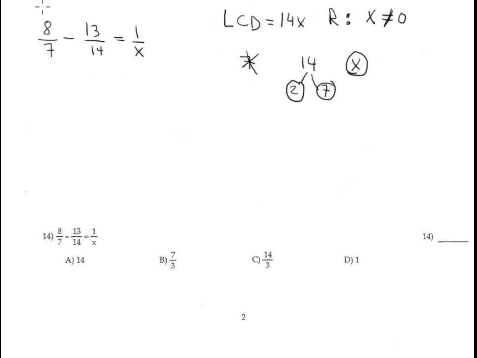Now, multiplication, everything by 14x. 14 divided by 7 is 2 times 8 is 16x minus 14 divided by 14 is just x. X times 13, because this factor is 13. Equal, and x is 14. X divided by x is just 14. Now we combine, it's 3x equal 14. Divide by 3 both sides. X equals 14 over 3. Get this answer.